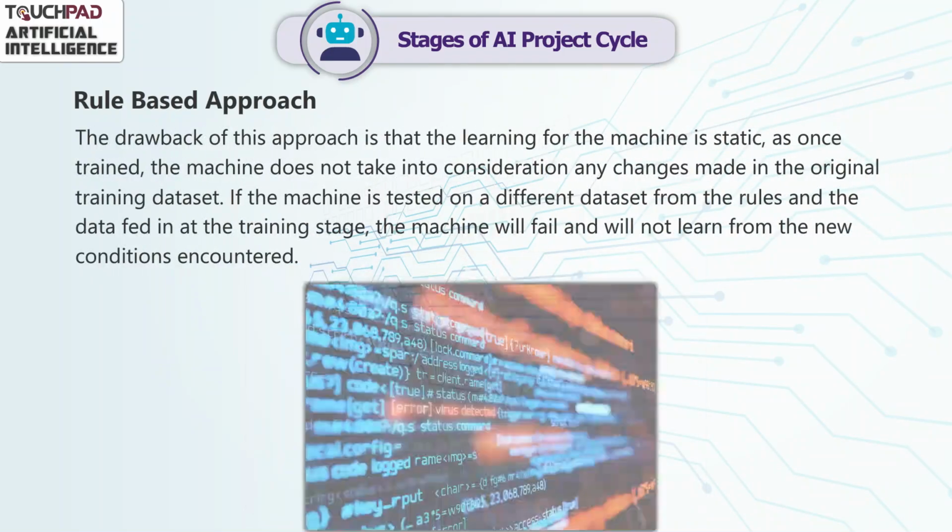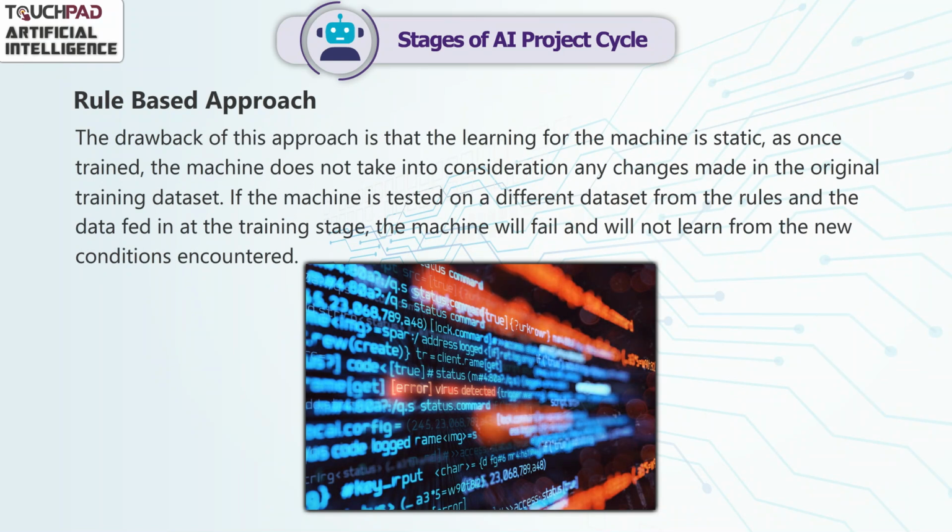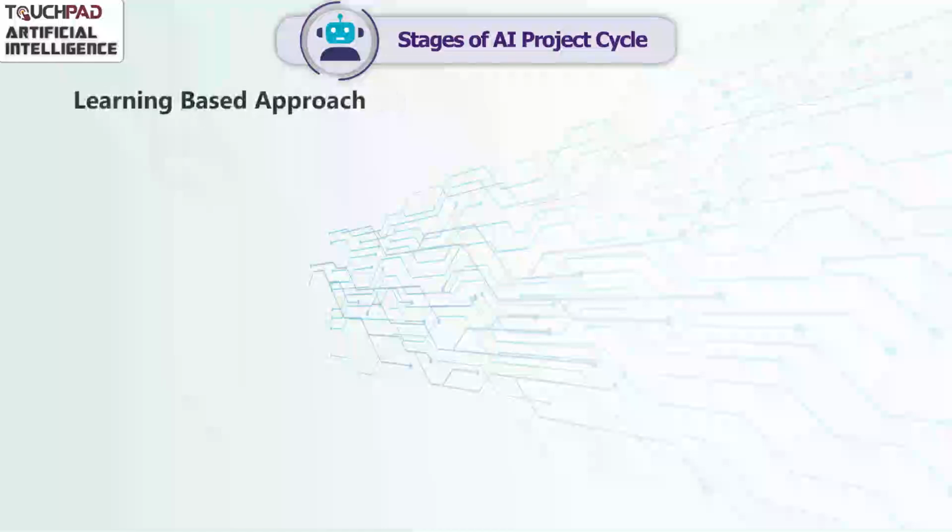The drawback of this approach is that the learning for the machine is static, as once trained, the machine does not take into consideration any changes made in the original training data set. If the machine is tested on a different data set from the rules and the data fed in at the training stage, the machine will fail and will not learn from the new conditions encountered.